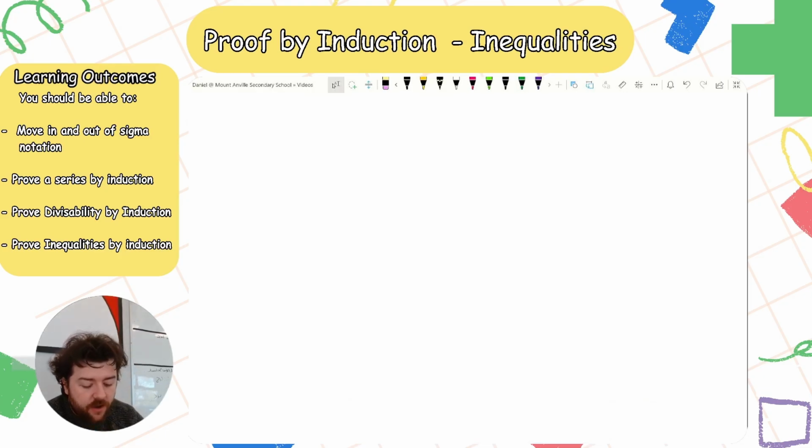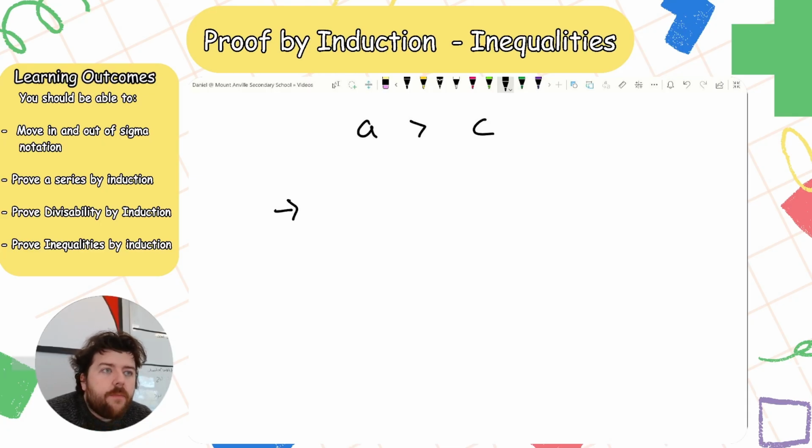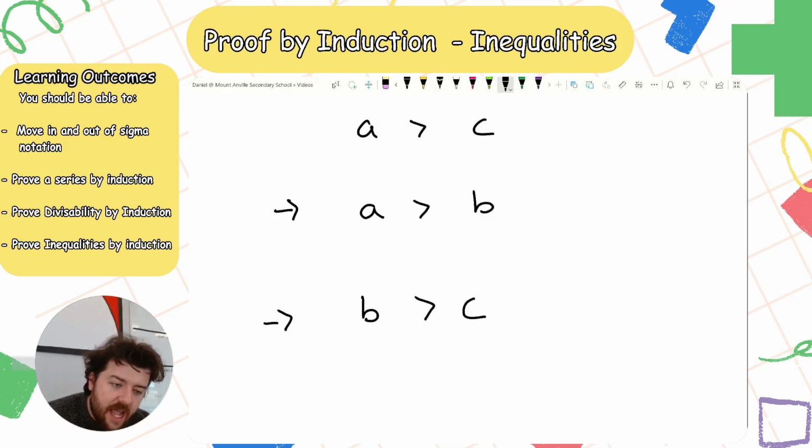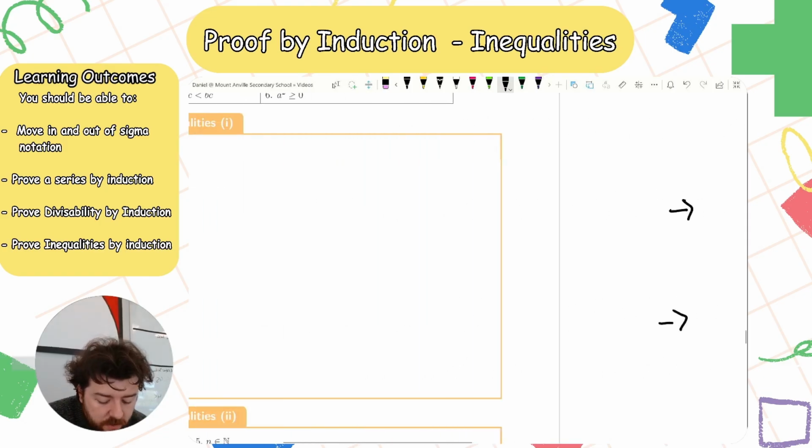So there's a key thing we need to do for these ones, and we need to use this property of inequalities. The thing we need to prove is that A is greater than C. We're going to use our assumption in the question to prove that A is greater than something else called B. And then the final step would be we prove that B is greater than C. Once we've proven that, if B is greater than C and A is greater than B, therefore we can prove that A is greater than C. So we'll have a look here.